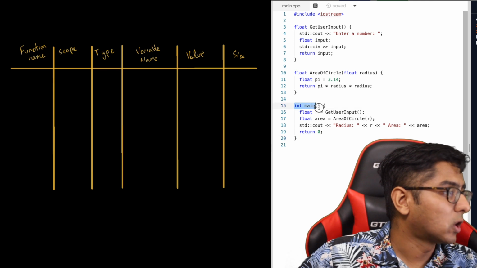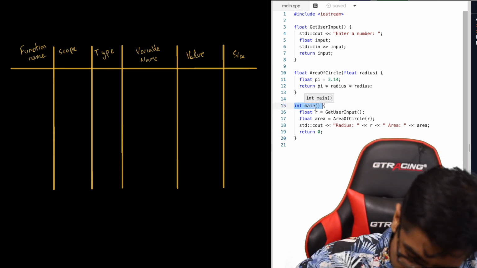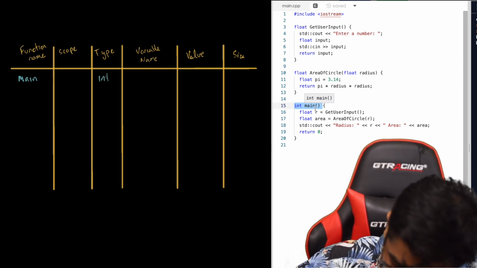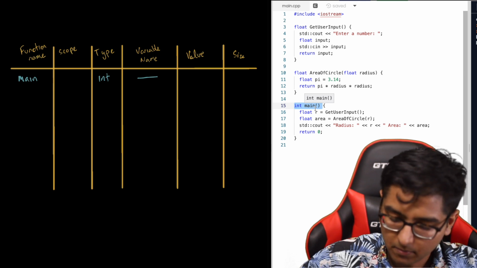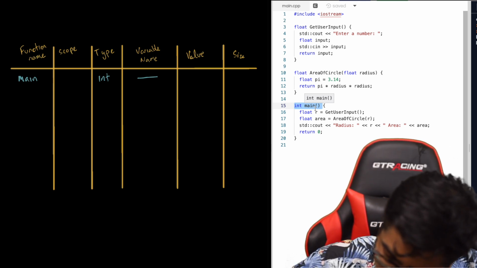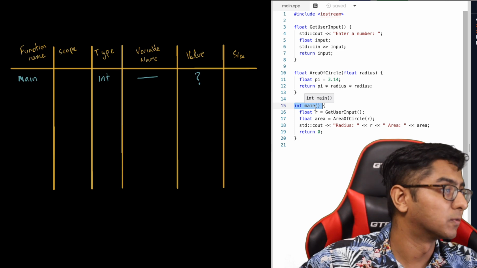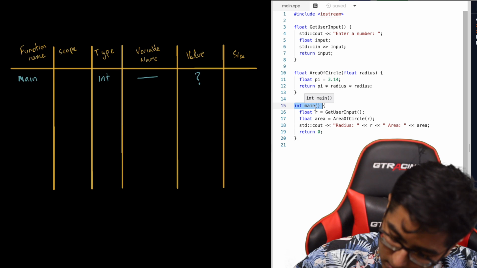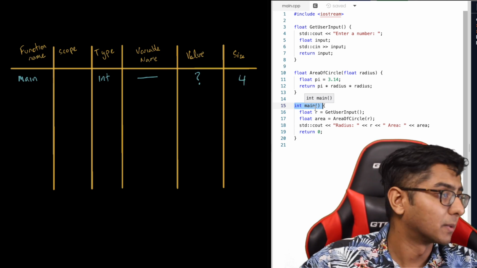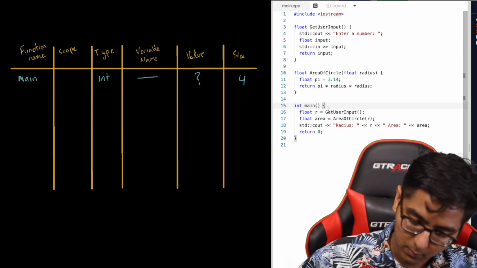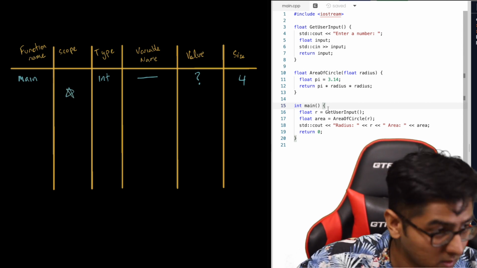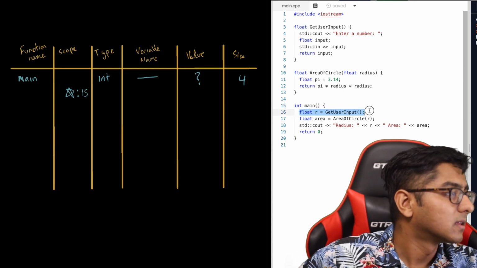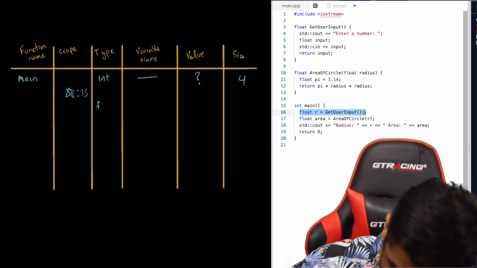So as always, we're going to start from the main function. Our function name is going to be called main. The type of this function is an integer. It has no variable name. And the value of this function is a question mark because we haven't yet gotten a value for our main. And the size is going to be 4 because an integer is 4 bytes. Then we're going to enter a new scope on line 15. And on line 16, the first thing we're going to do is we're going to make a variable of type float.